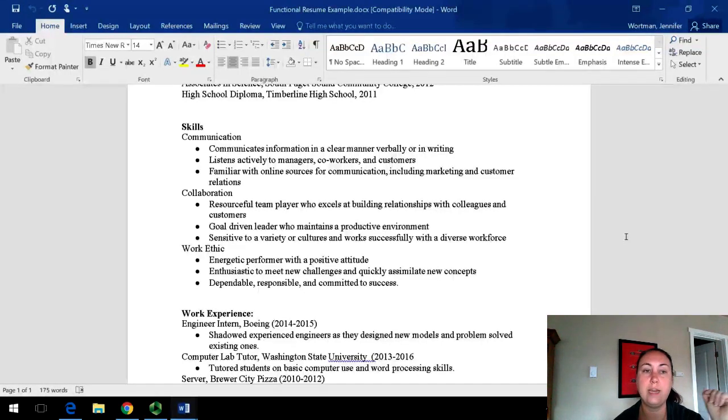It's not just, oh, I have skills in communication, collaboration, work ethic. It's like, no, here are actual descriptions of my communication skills. The general guideline is to use 3. You don't want to get too listy, and 3 skills and then 3 bullet points under each is a good general guideline to work with.